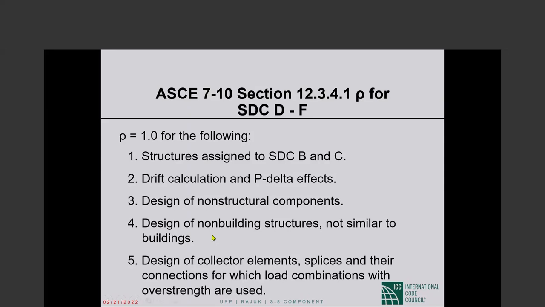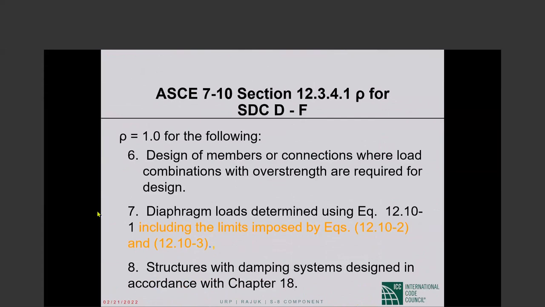That's item 4. Design of collector elements, splices, and their connections for which load combinations with overstrength factor are used. You remember this came up big time in the design of collectors. Their splices and connections must be designed using load combinations with overstrength factor. And when you have that overstrength factor included, you don't apply another rho factor on top of that. The rho is equal to 1. Design of members or connections where load combinations with overstrength are required for design. So it is not only the collectors, there are other things like columns supporting discontinued shear walls that have to be designed using the load combinations with overstrength factor. And if you are doing that, then there is no need for an additional rho.